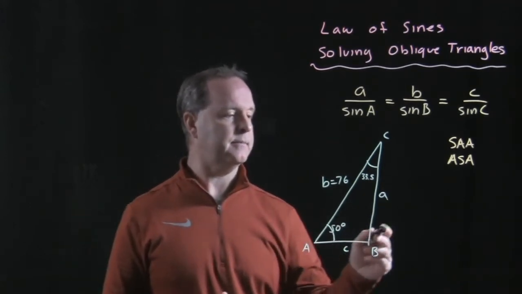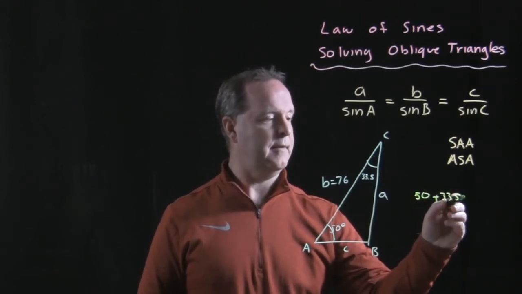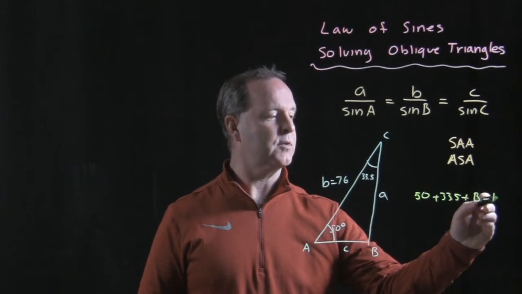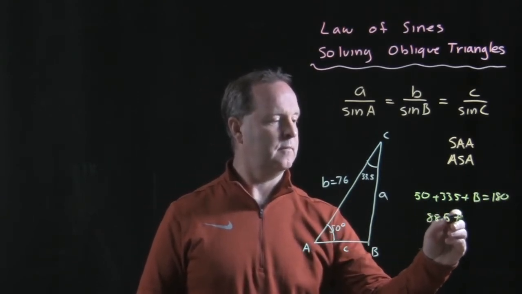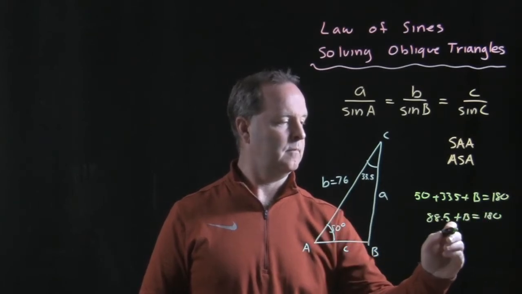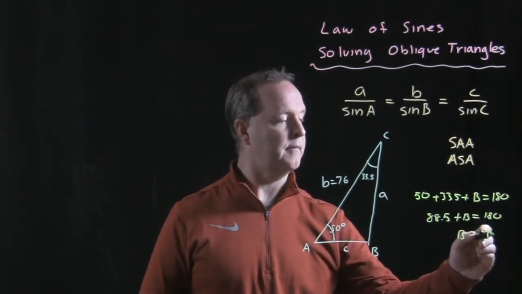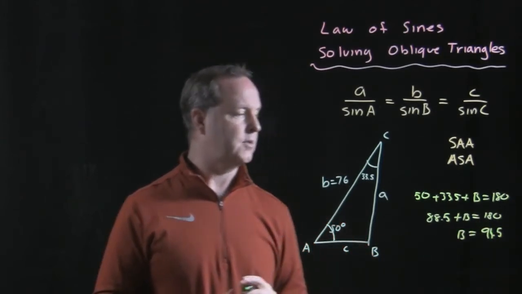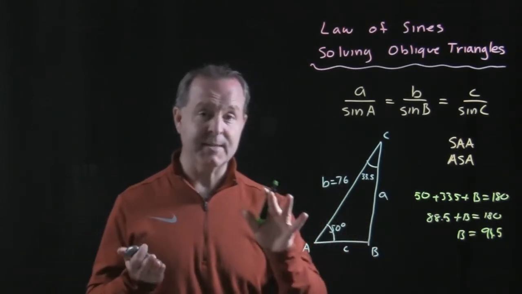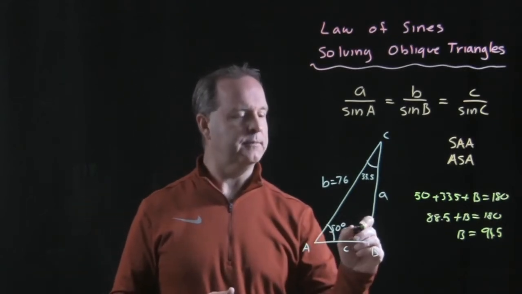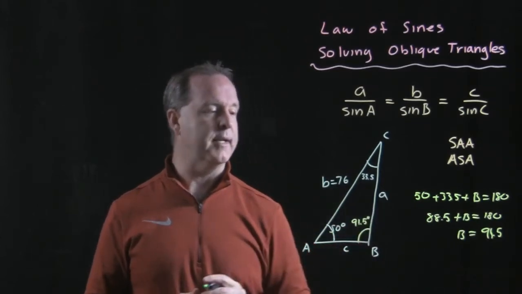So that being the case, I would have 50 plus 33.5 plus B this time equals 180. 50 plus 33.5 is 88.5, and B equals, subtracting 88.5 from both sides, 91.5. All right, so 91.5 degrees. So it's not quite a right triangle, which by definition makes it an oblique triangle. So that value is 91.5 degrees.